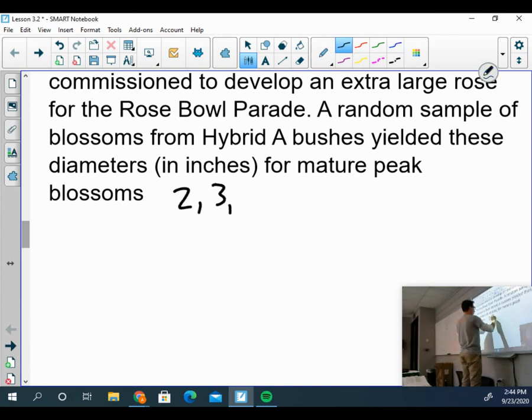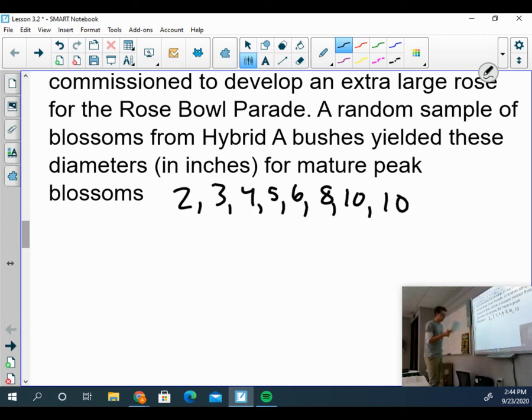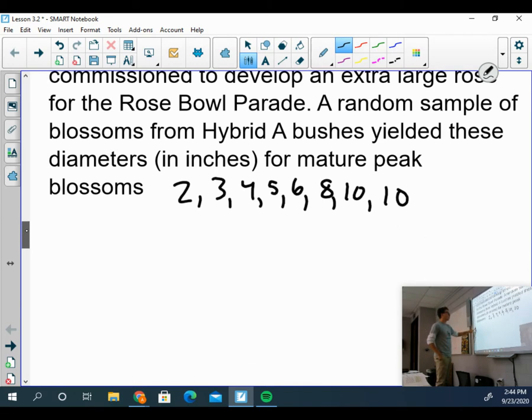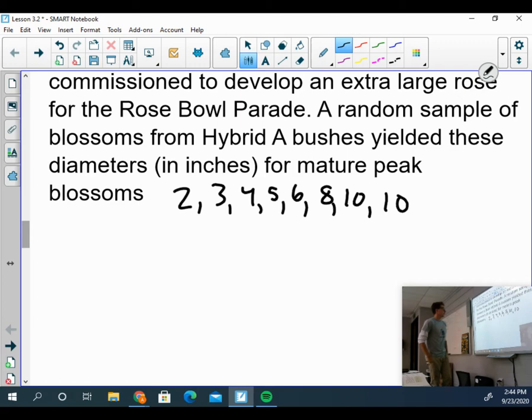2, 3, 4, 5, 6, 8, 10, 10. Okay? And we want to find how consistent this data is. We want to find the standard deviation. They're developing an extra large rose, random sample, produce these diameters. What is the consistency? Okay? Or the variance.